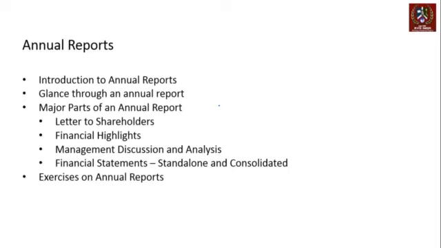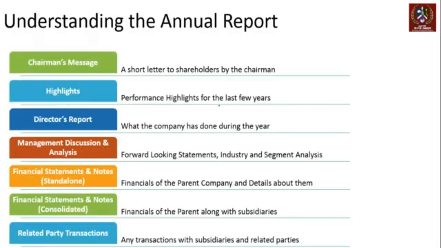The first part that we're going to look at is essentially the letter to the shareholders, either by the chairman or the MD or the CEO of the company. This letter to shareholders is what we're going to work with. Now, this is not necessarily available in all the annual reports. Some companies give it, some others don't, right? Only some companies give it.